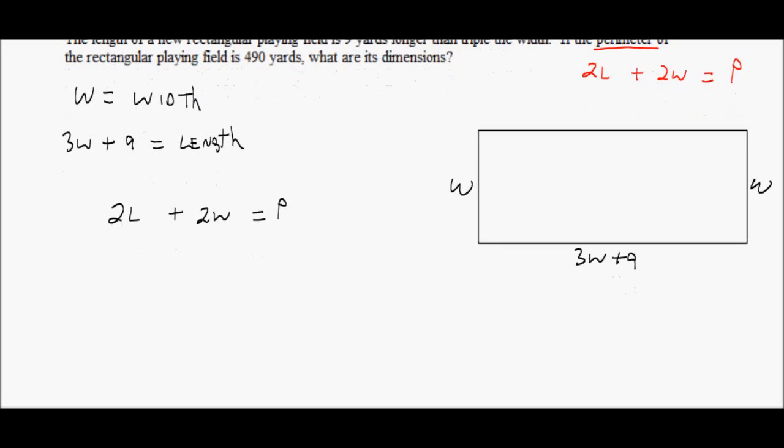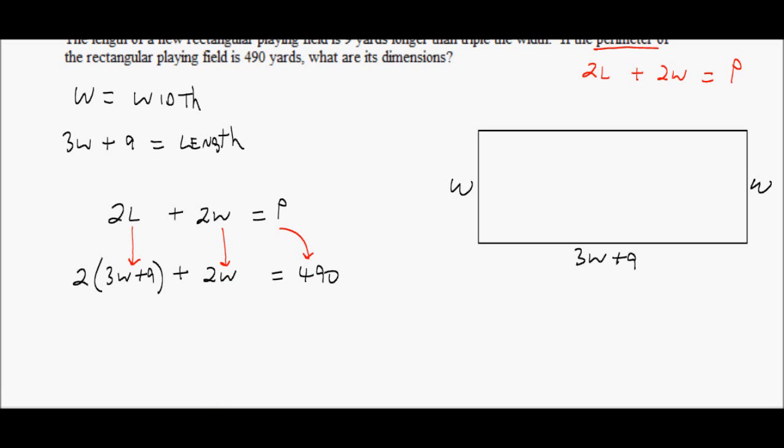We know what the perimeter is. They gave us that as 490. So let's fill that in. And we don't know what length and width are. That's what we're trying to find. But we're going to write this using our variable W for width and 3W plus 9 for length. So 2 times the length becomes 2 times 3W plus 9 plus 2 times the width. Well, we just call that W. So in the formula, I'm popping in 3W plus 9 for length, I'm just using W for width, and I'm putting in the given perimeter 490.